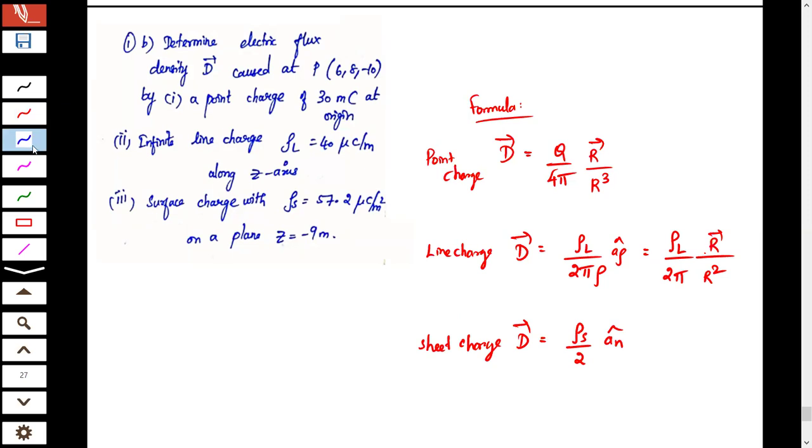So we should know what are these individual vectors. For point charge, I'm giving subscript RP, and for line charge, I'm giving subscript RL, and for surface charge, I'm giving subscript S. So let us start with the point charge problem. We have to find what is the vector R from the charge to the point P considered.